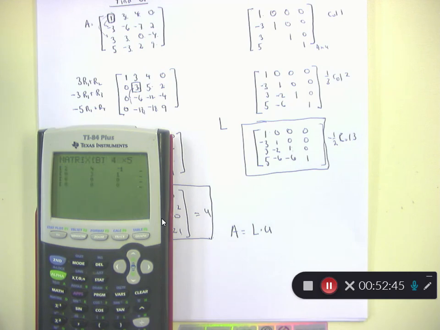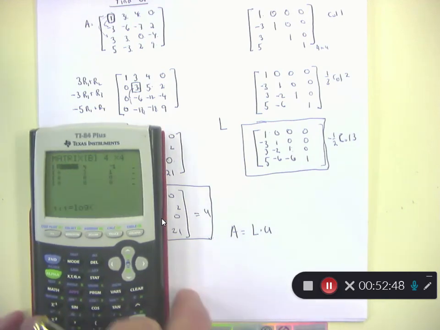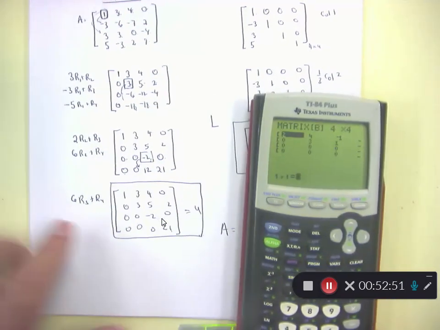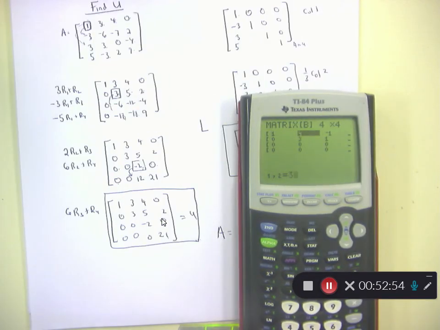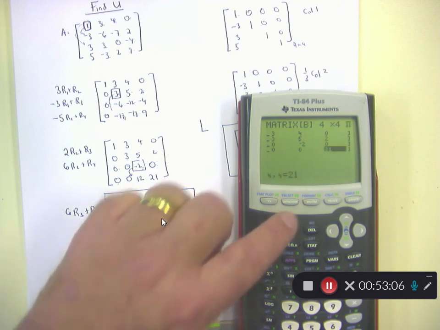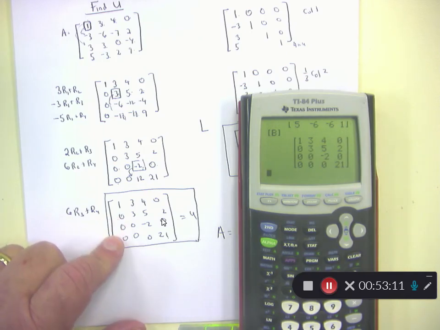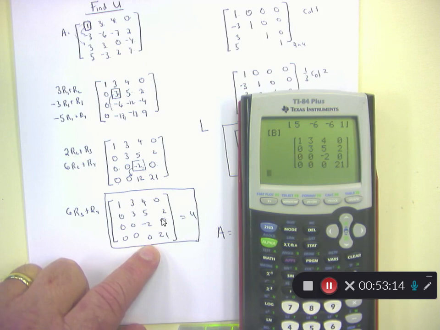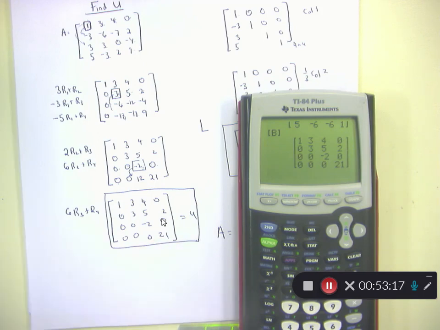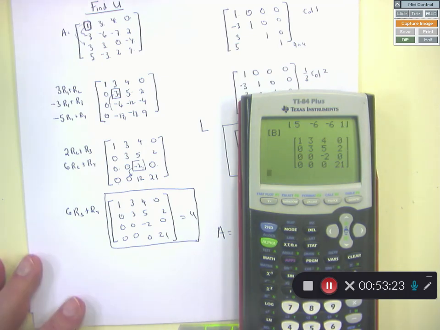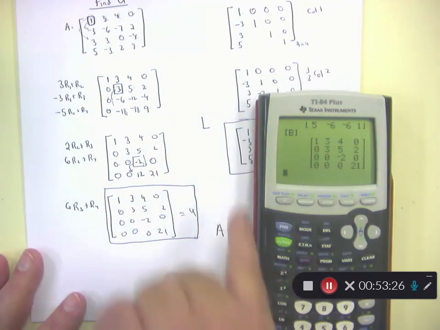Edit B. But this one's now going to be a 4x4. So moving it over here. I've got 1, 3, 4, 0, 0, 3, 5, 2, 0, 0, -2, 0, 0, 0, 0, 21. Call up my matrix B and double check to make sure I'm happy with what I typed in. Yep, 0, 21. Okay, good.